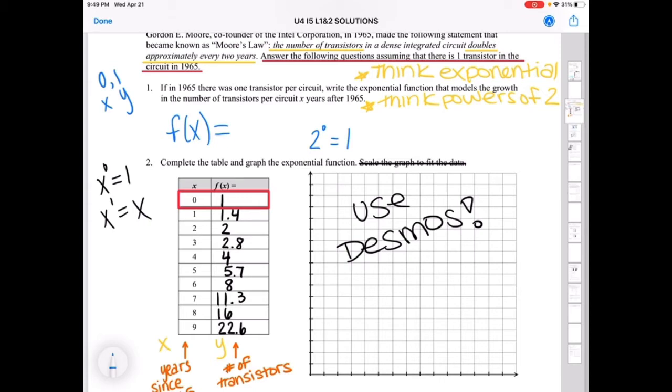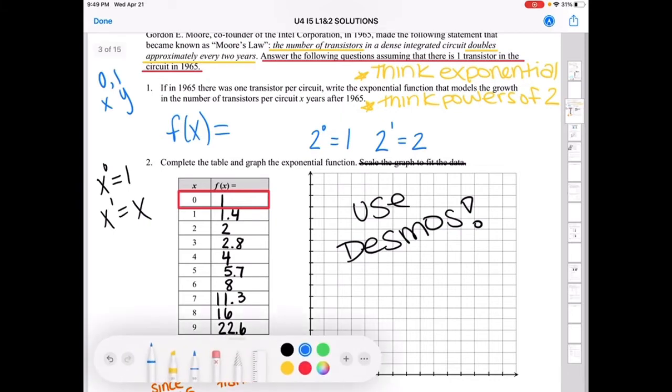So that works. But if I have 2 to the 1st power, I'm going to get 2, because anything to the 1st power is going to equal itself, just like anything to the 0th power is going to equal 1 always. So as you can see, 2 to the 1st is not 1.4, it's 2. So we clearly did something wrong.